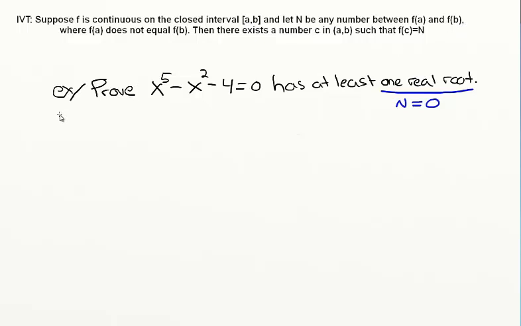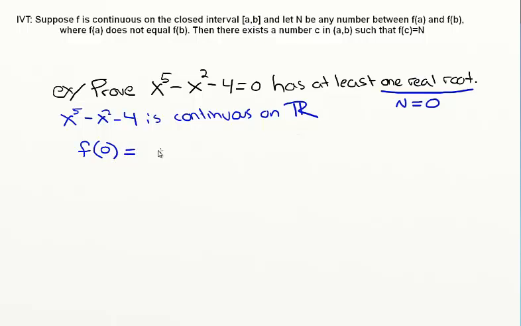Now note first that x to the 5th minus x squared minus 4 is continuous on all real numbers. That's because it's just a polynomial, so we can plug any real number into this equation. So that's good. Now we just need to find our interval. It's always a good idea when we're finding an interval to figure out what f of 0 is. So that's going to be 0 to the 5th minus 0 squared minus 4, so we'll just get negative 4 for that.